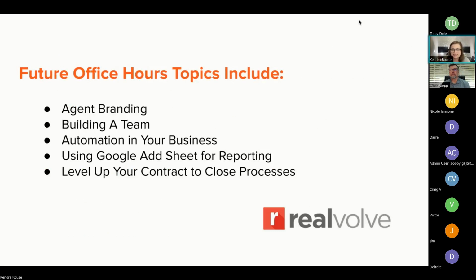Looking at the weeks ahead, like I said, we're going to be talking about agent branding. We're going to dedicate time to talking about building your team, or what does that look like if it gets bigger than just you? And for those teams that are already there, what are some ways that we can maximize your efficiency inside of Realvolve? We're going to talk about automating your business, using our Google add-on sheet for reporting, and then leveling up your contract to close process. If you're doing any kind of business at all, you have a contract to close process. Hopefully it's in a workflow. Even if it is in a workflow, we're going to talk about ways that you can make that workflow more efficient and some tips and tricks to make sure that you're using the system at its best.